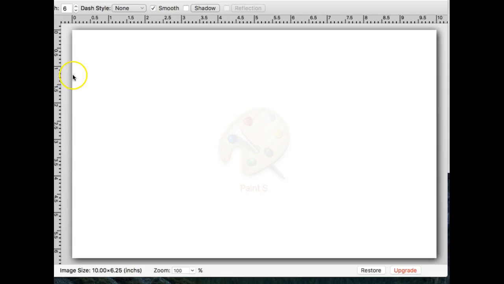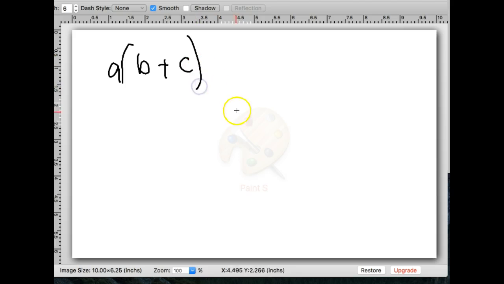Okay, this video is going to be about the expansion laws on page 48 and 49, and we'll get into the further expansion as well. The first expansion law is: you have A times the group of B plus C is equal to AB plus A times C.